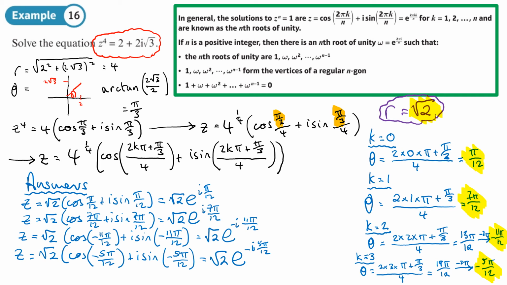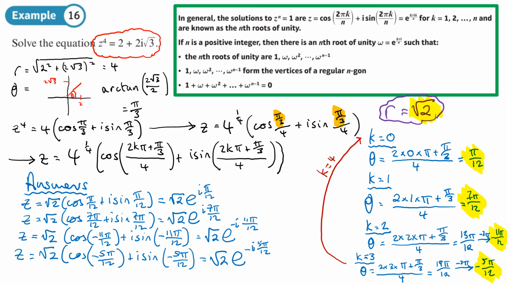Now you may have thought to yourself, when we got to this bit, why didn't we do k equals 4? Well, if we did do k equals 4, we would end up with the same root as the first one. We'd end up going around the loop again. In general, if it's z to the power 4, there are going to be 4 roots. So the reason we didn't do k equals 4 is that we would have ended up back with that. I'll prove it to you.